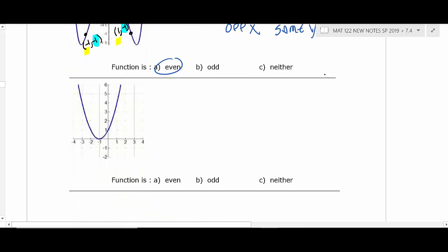Okay, the next one doesn't have either of the types of symmetry. So notice on this one, that looks like you have a point (1, 4). Notice that over here, you don't have a point (-1, 4), so it wouldn't be even. Also, you don't have a point (-1, -4) in the graph, so it couldn't be odd, so it has to be neither. So that one does not have either of the symmetries we would expect for an even or odd function to have.